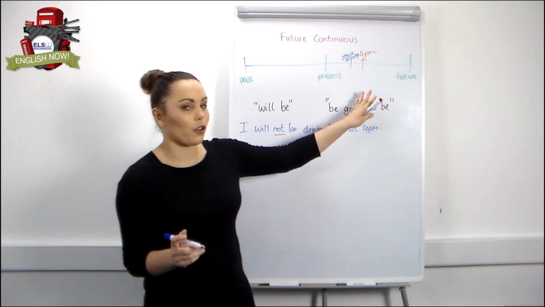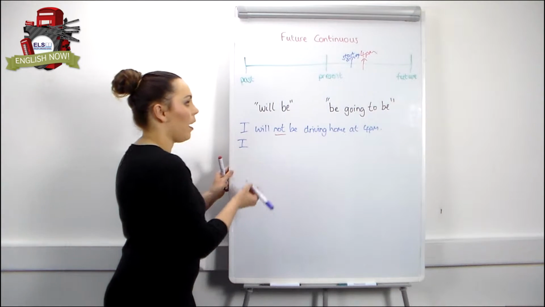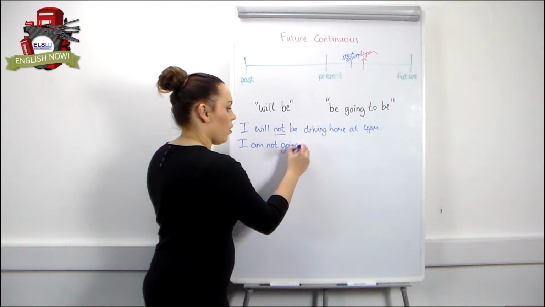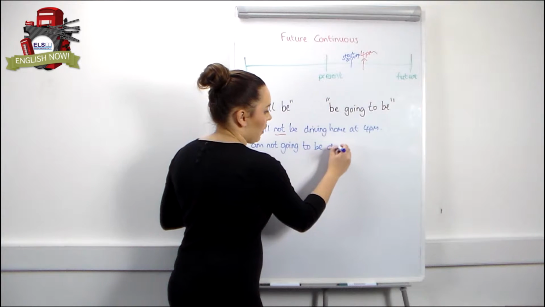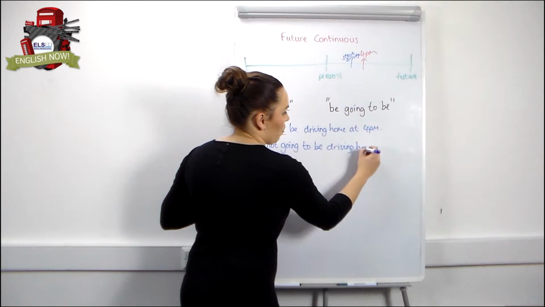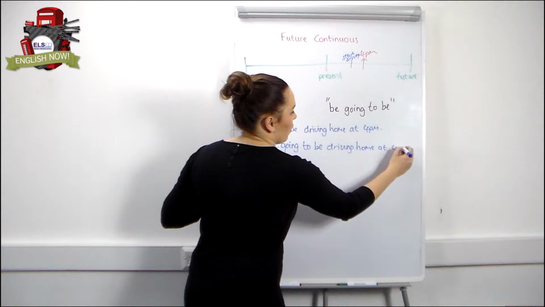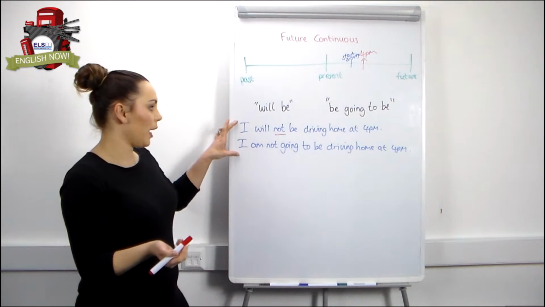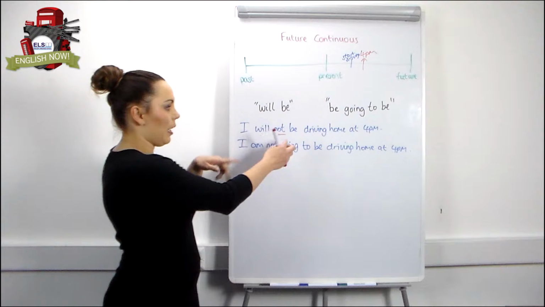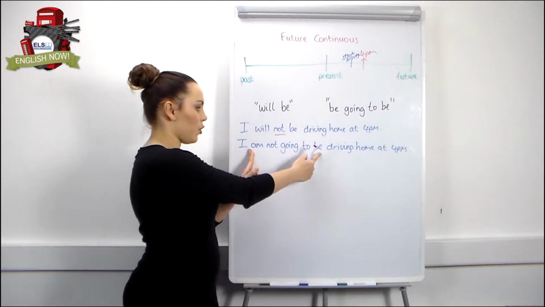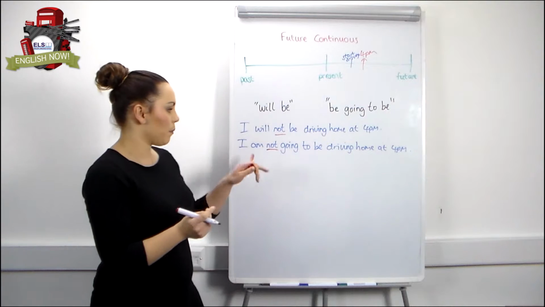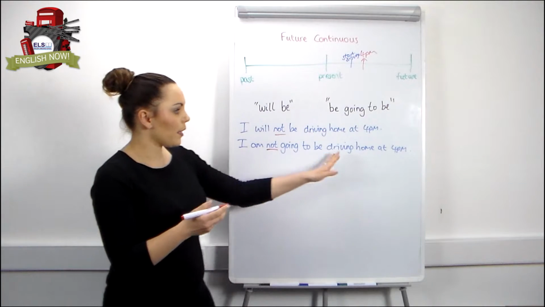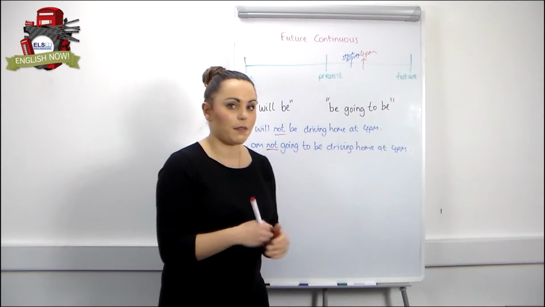The same sentence in the other form looks like this. I am not going to be driving home at 4 p.m. And again, we've started with our subject, which is I. Then we have our section to say that it's in the future continuous. This little word in between be and going shows that it is a negative. Then our verb plus ing and the rest of our sentence.